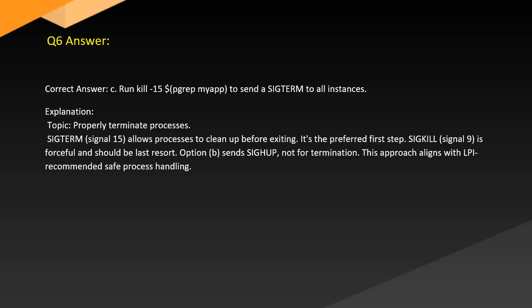Answer. Correct answer: C. Run kill -15 $(pgrep myapp) to send a SIGTERM to all instances. Explanation. Topic: properly terminate processes. SIGTERM, signal 15, allows processes to clean up before exiting. It's the preferred first step. Signal 9 is forceful and should be a last resort. Option B sends SIGHUP, not for termination. This approach aligns with LPI recommended safe process handling.